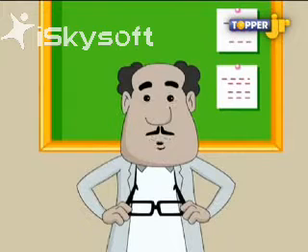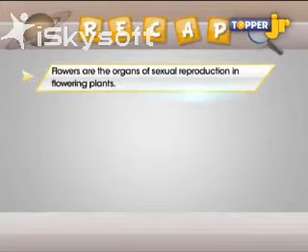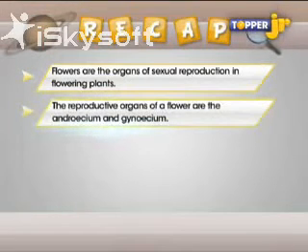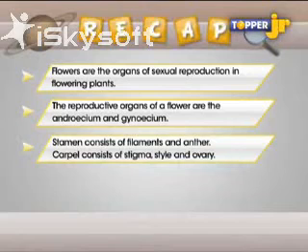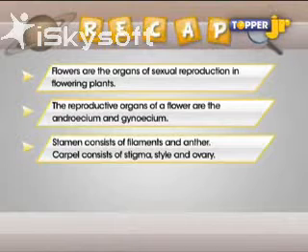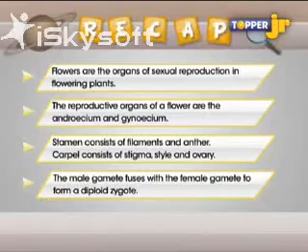Alright, let's have a quick recap. Flowers are the organs of sexual reproduction in flowering plants. The reproductive organs of a flower are the androecium and gynoecium. Each stamen consists of filaments and an anther. Each carpel consists of one or more stigma, a style and an ovary. The male gamete fuses with the ovum or female gamete to form a diploid zygote.